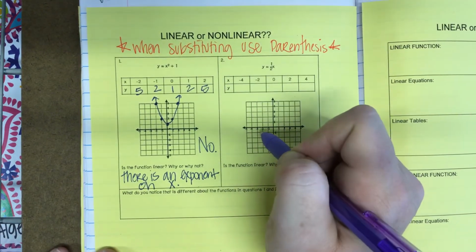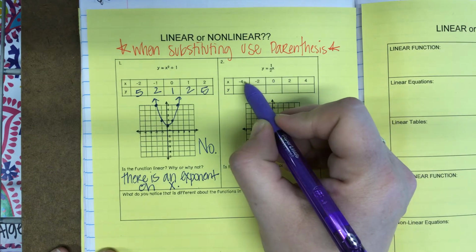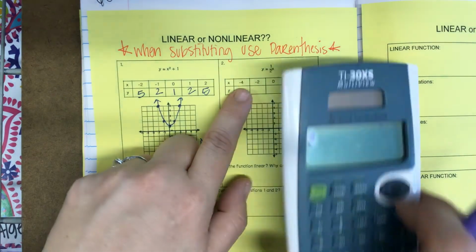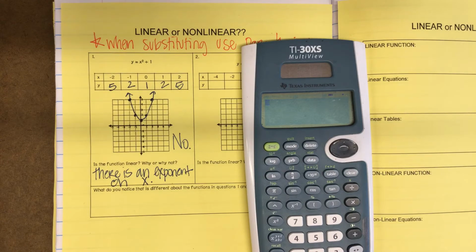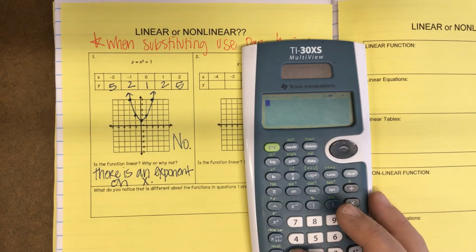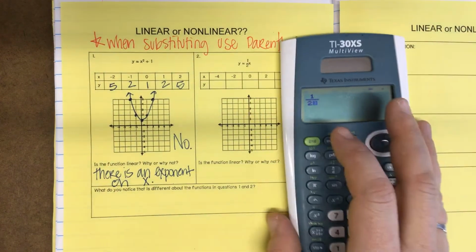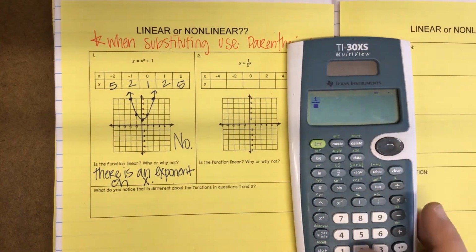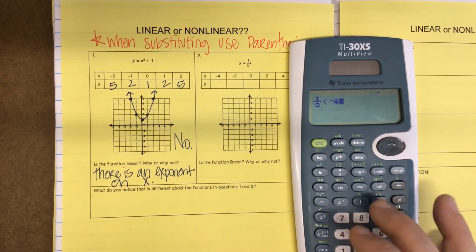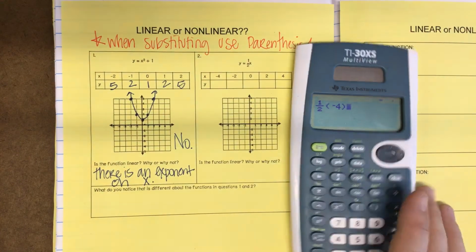Let's try this one. Number 2. We're going to substitute into x. My first value is -4. So I am going to do 1/2 times -4. 1/2 x, and x is -4.